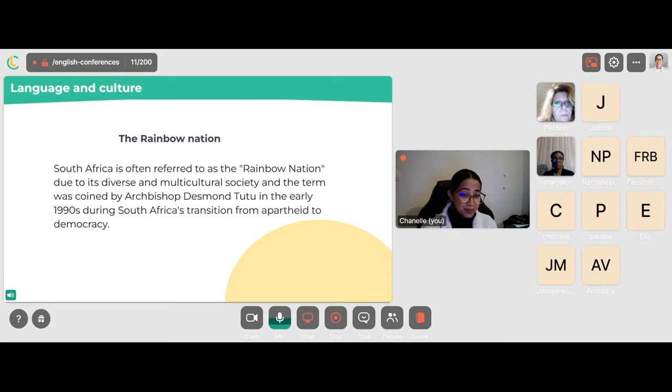The Rainbow Nation. South Africa is often referred to as the Rainbow Nation due to its diverse and multicultural society, and the term was coined by Archbishop Desmond Tutu in the early 1990s during South Africa's transition from apartheid to democracy.